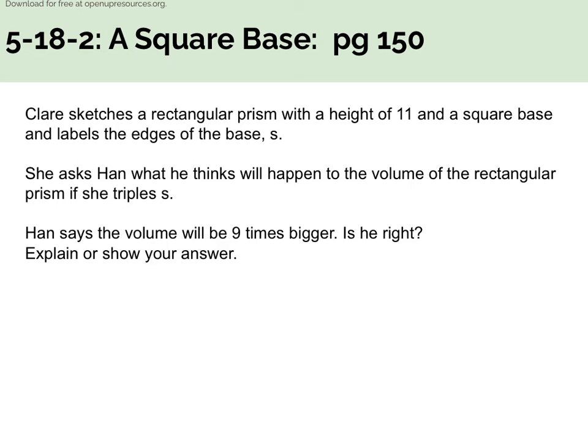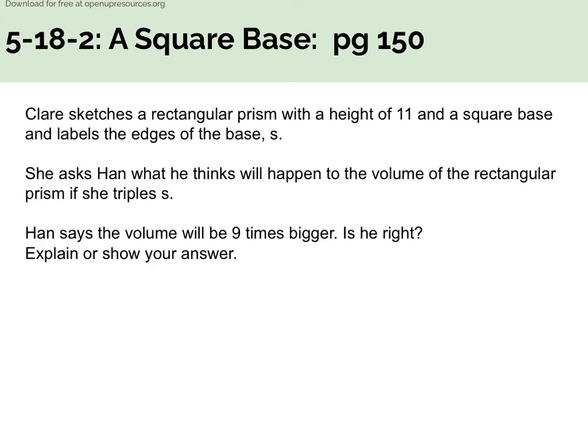And in this lesson, it says, Claire sketched a rectangular prism with a height of 11 and a square base and labels the edges of the base S. She asks Han what he thinks will happen with the volume of the rectangular prism if she triples S. Han says the volume will be 9 times bigger. Is he right? Explain how you know and or show your answer itself. Go ahead and pause, answer that question, and then come back to me.